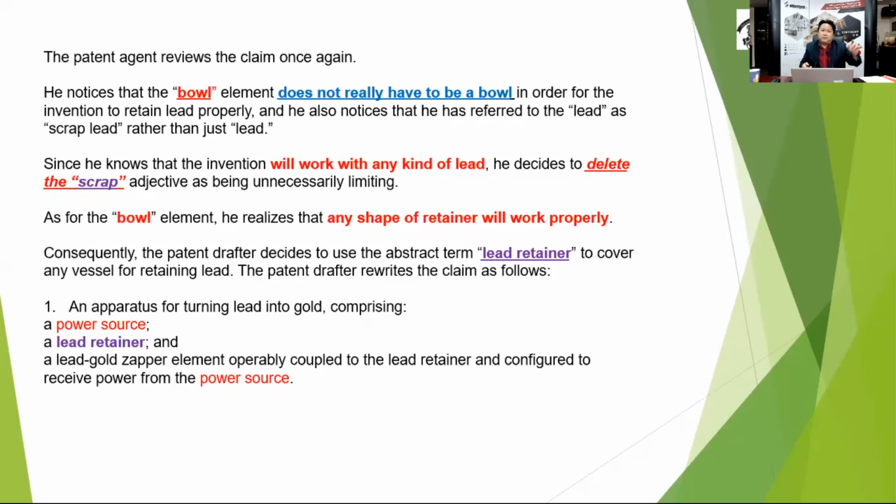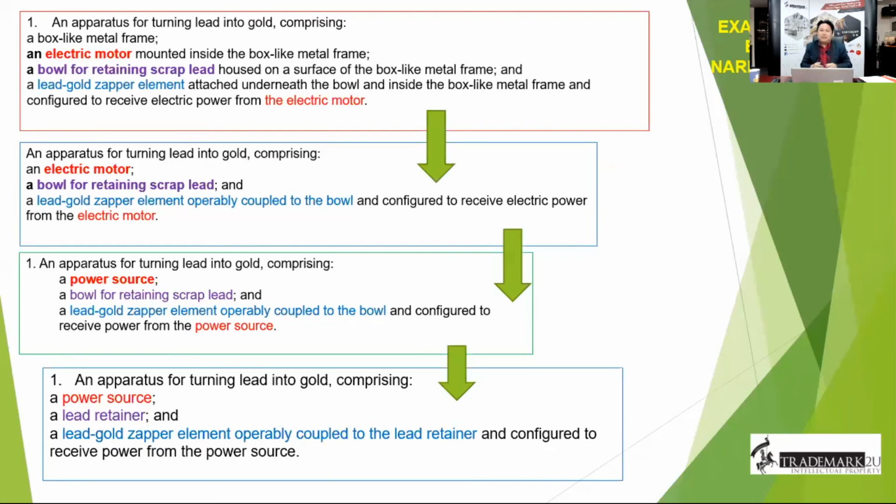So here I finalized the last copy: a power source, a lead retainer, and a lead zapper element operatively coupled to the lead retainer. And I don't call it a bowl anymore. I call it a lead retainer. So I changed the word bowl to a lead retainer, something that holds the lead. So this is the process. When you draft a patent, it's like a journey.